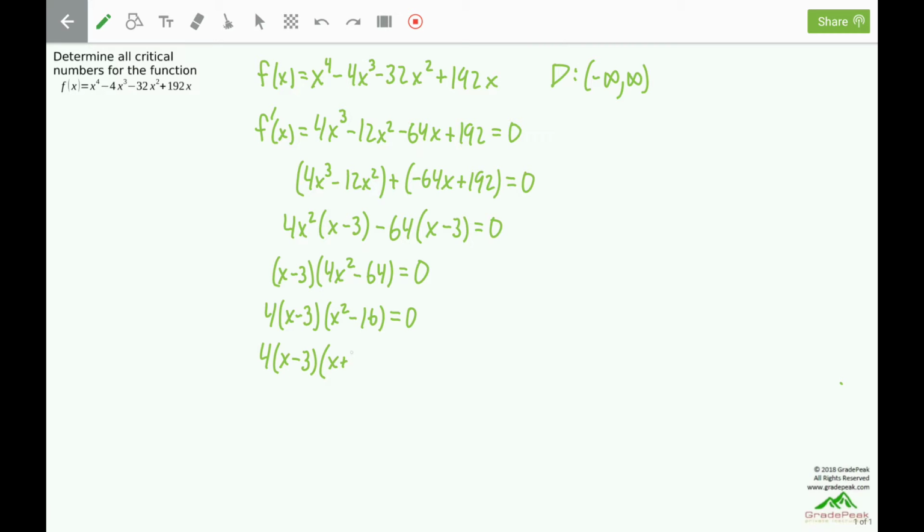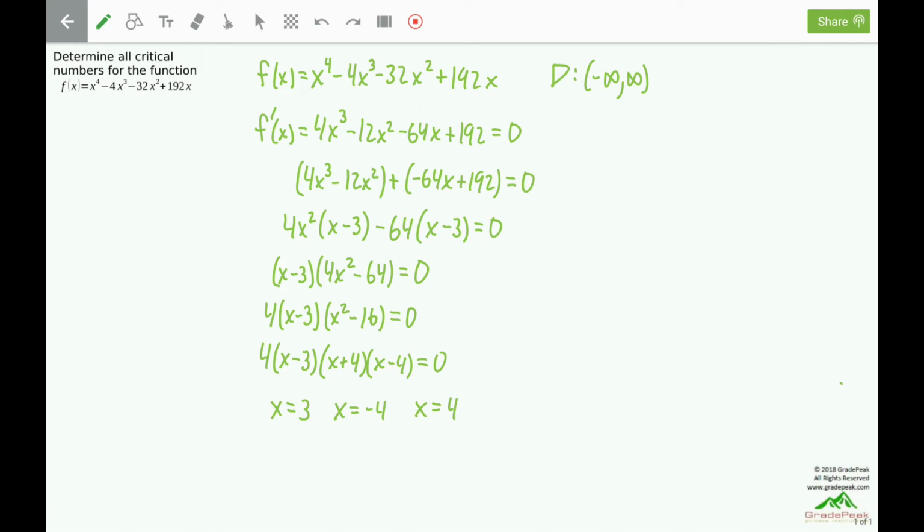It'll factor into x plus 4 and x minus 4. And now it's fully factored. It looks like x equals 3, x equals negative 4, and x equals 4.